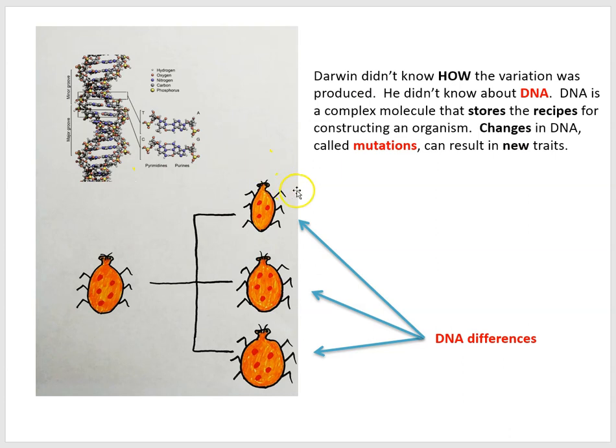Now Darwin didn't know how the variation was produced, and this is because he didn't know about DNA. Now DNA is a complex molecule that stores the recipes for constructing an organism. And therefore changes in DNA, called mutations, can result in new traits. And in later lessons we'll learn how it is that this molecule here can store the recipes for building an organism. But for now it's enough to know that when parents reproduce, they're passing on DNA to their offspring, and any differences in this DNA information can account for these differences in the traits.